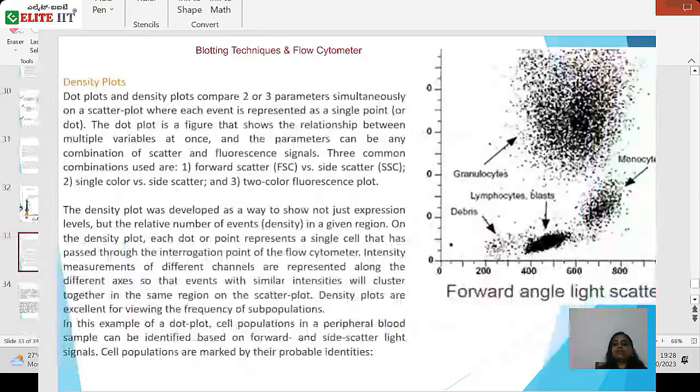Okay. Now from this data already we have discussed. This is actually density plot, and in that case you have to measure forward angle light and side angle light, side scatter. From that you can identify which one is happening what. And this graph is easily understood. What do you think? Yes, ma'am, Anna? Understood. This is very good. You can easily understand it.